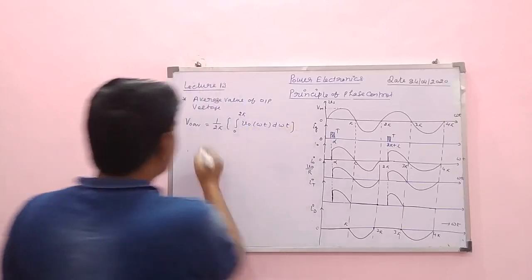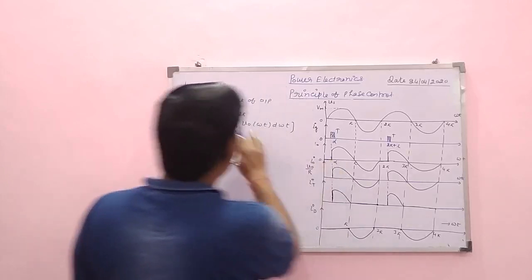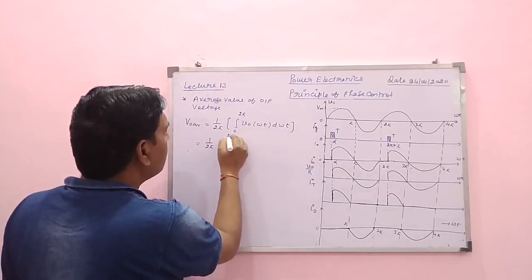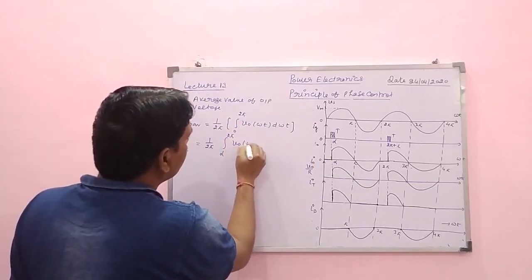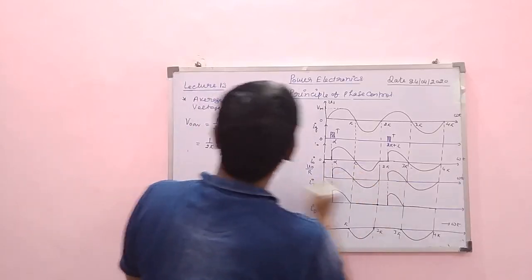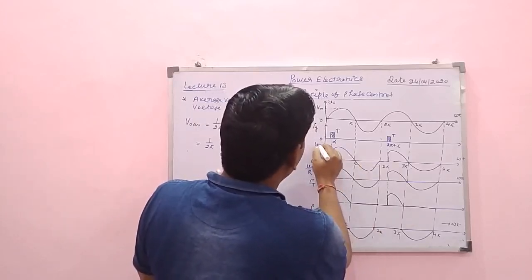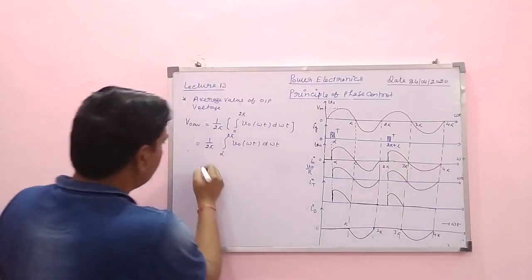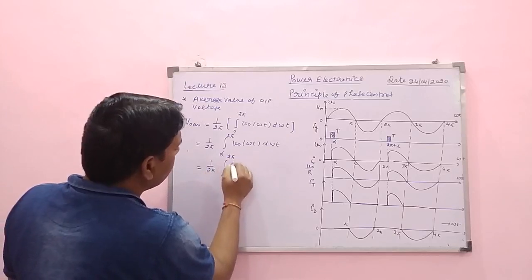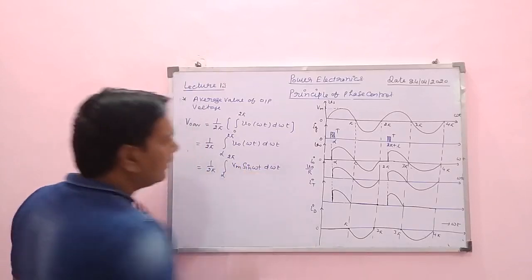So it will be 1 upon 2 pi. You can see here between 0 and alpha the output voltage is 0, so we get the output voltage from alpha to 2 pi, V naught d omega t. From alpha to 2 pi, the output voltage follows the supply voltage. So it will be 1 upon 2 pi, integration alpha to 2 pi, Vm sine omega t d omega t.